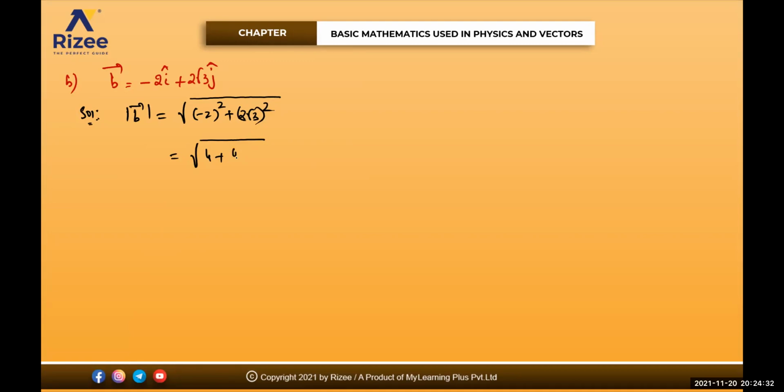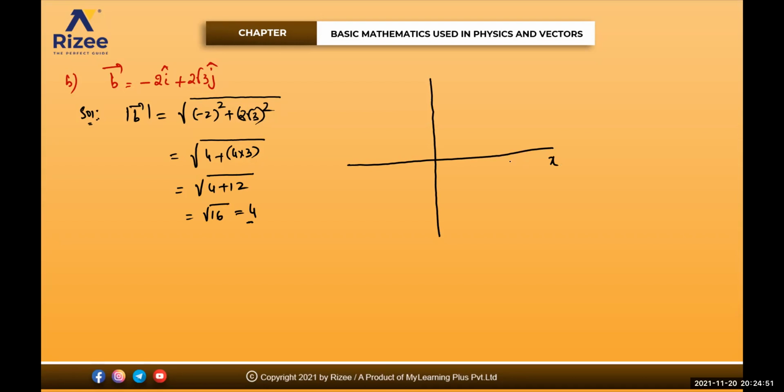4 into 3. Very good. Answer is 12. So under root of 4 plus 12. 12 plus 4 is 16. 16 means 4. Now tell me direction. Now this is something very important for me.